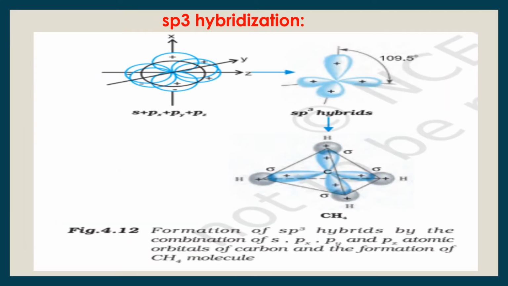And then again CH4, which we have discussed at length. CH4 has sp3 hybridization. Write the configuration of carbon as I did, and you'll be able to see that it is sp3 hybridized.